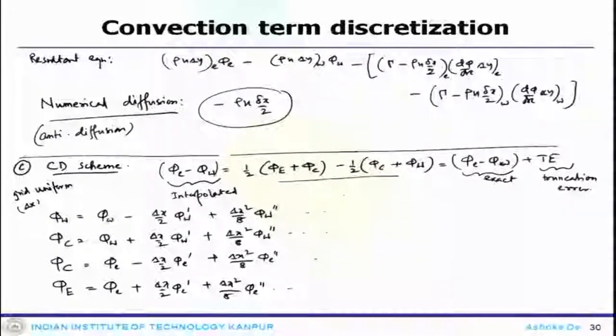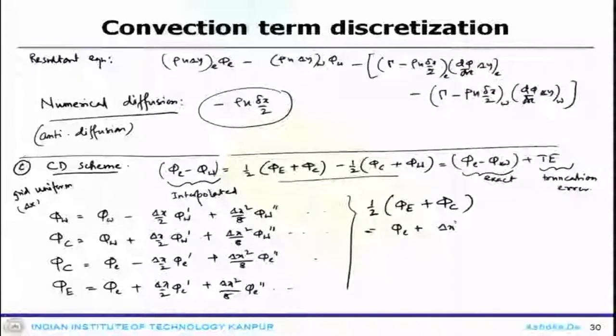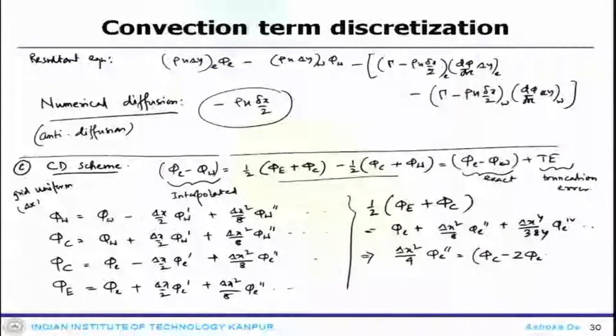Now what one can do is, if you get the average of this term, half of phi e plus phi c, which could be phi e plus delta x square by 8 phi e double prime plus delta x 4 by 384 phi e fourth derivative, like that, which is delta x square by 4 phi e double prime equals phi c minus 2 phi e plus phi e minus delta x 4 by 192 phi e fourth derivative. So that is what we get.